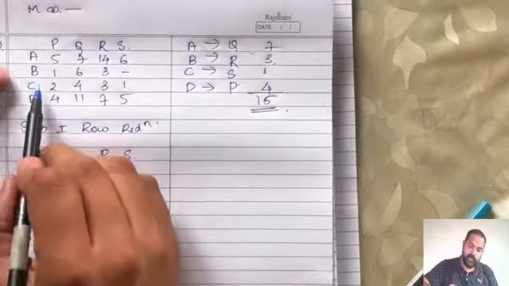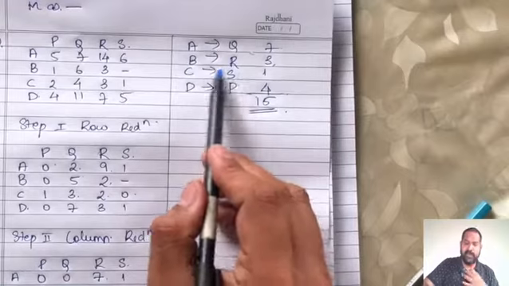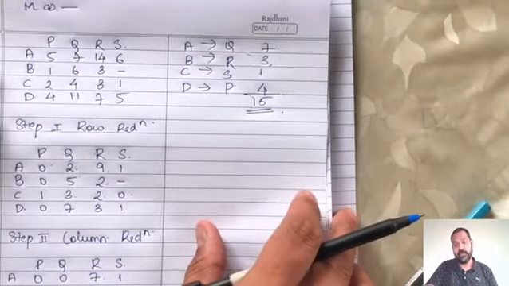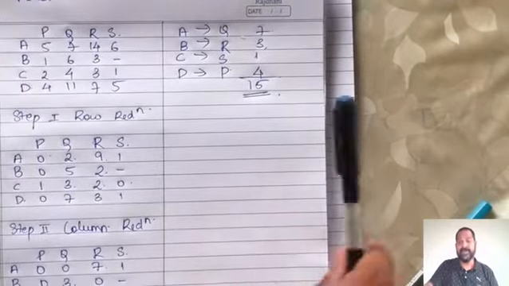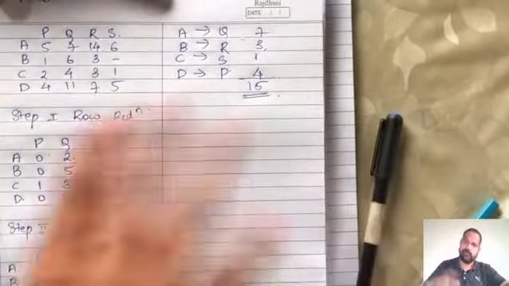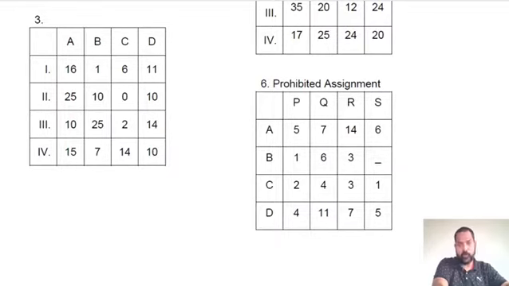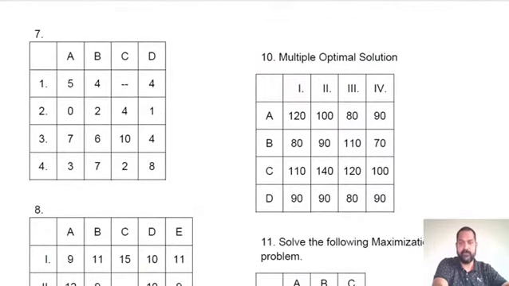And if you notice, you had put a prohibition that B cannot go to S. I have made sure that B doesn't go to S. B is going to R. So my prohibition is also taken care of. That is how you do a prohibited assignment question. We move on. Another question, and that is also a prohibited assignment. This is question number 6. Let's move on to question number 7.